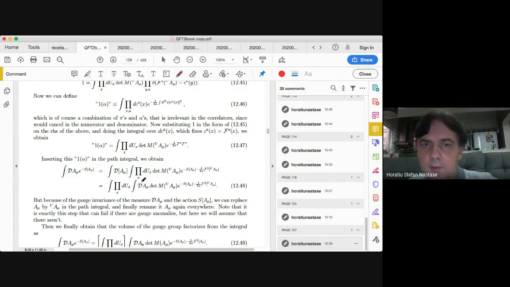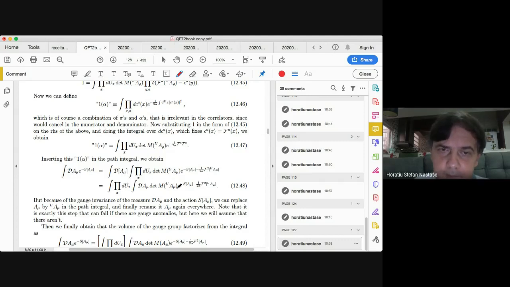I can change the order of the path integral over A and U. And then, because of the gauge invariance of the measure and of the action, I can replace everywhere A by A transformed by U.